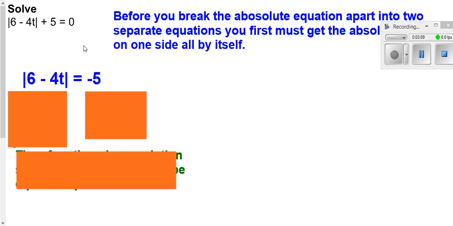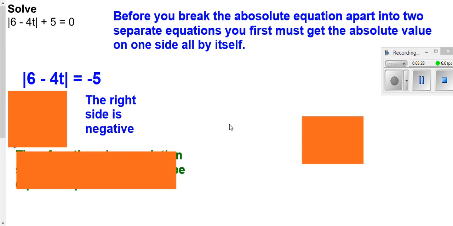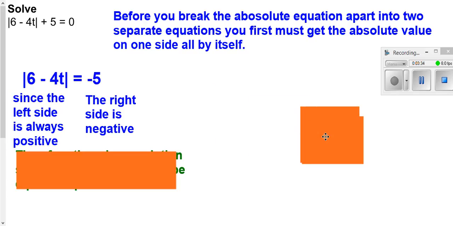So we want to do the same idea on all these for the most part. The only thing is, you need to make sure you get the absolute value on one side by itself first. So here absolute value is not by itself, so we're going to go ahead and subtract 5. But when you do that, you'll notice that the right-hand side is negative. The left-hand side is just your absolute value, and you know that whatever you get out of your absolute value is positive. So the left side's always positive, right side's always negative.